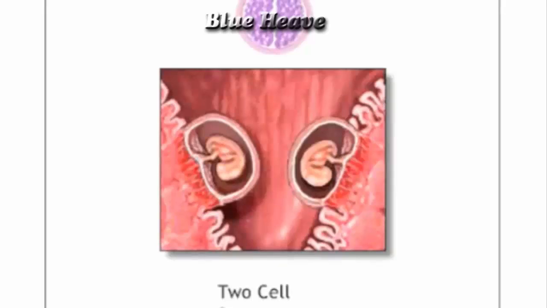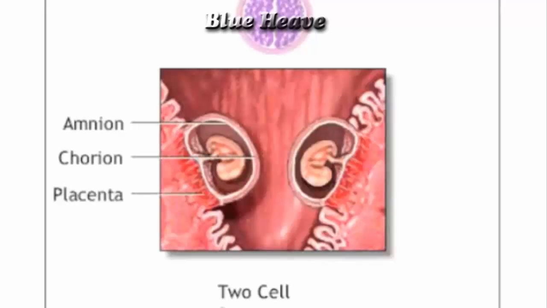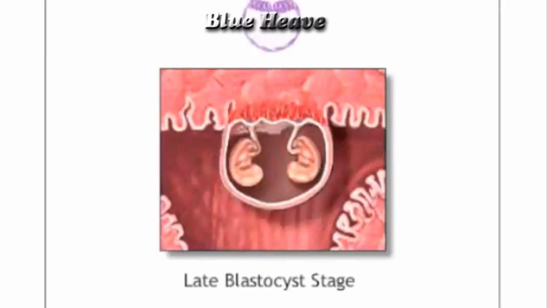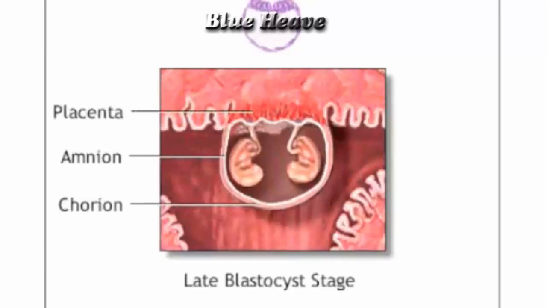So, a pair of identical twins that split during the two-cell stage will each develop its own amnion, chorion, and placenta. Twins that split during the late blastocyst stage will share an amnion, chorion, and placenta.